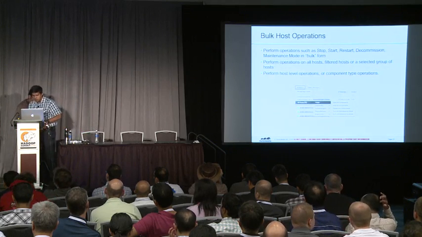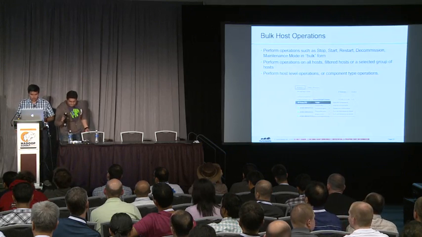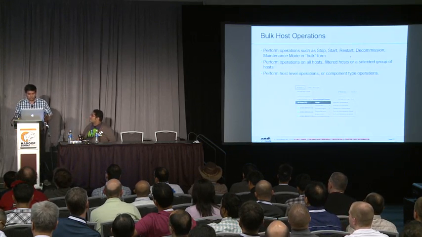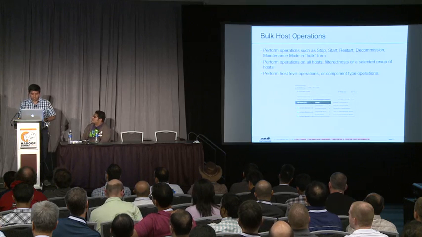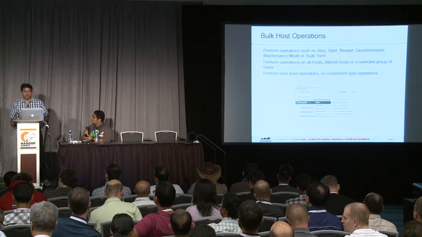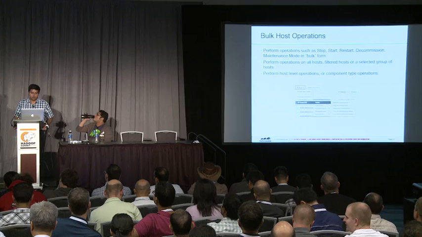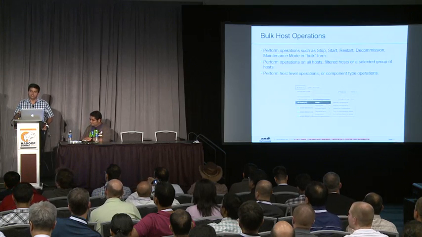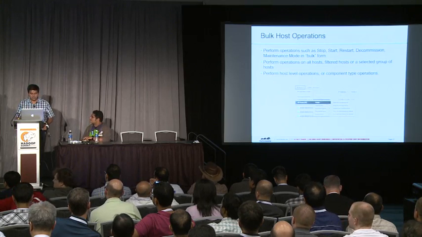Yeah. So you have your 2000 node cluster, and you want to do operations. Obviously, you cannot do it host by host. So what Ambari is providing as a feature is how you can do operations in bulk. So the idea is you go to the hosts page where you see your 2000 hosts, and then you select the hosts that you're interested in, and then you perform some operations on them.